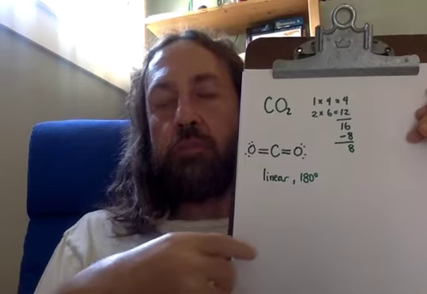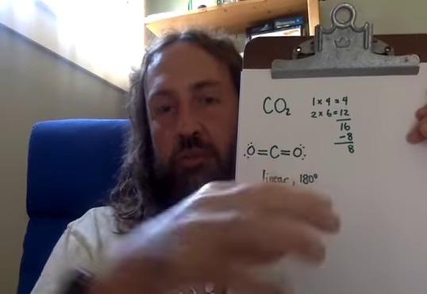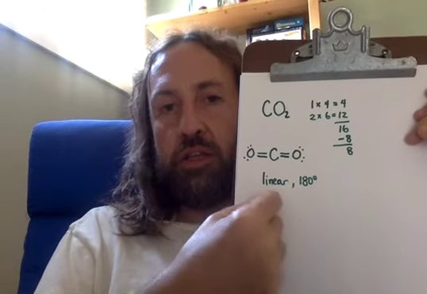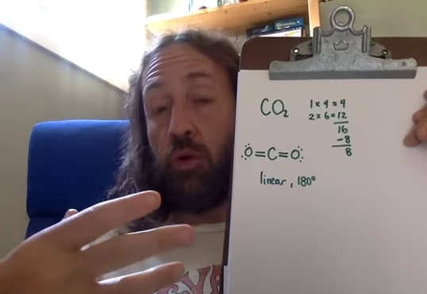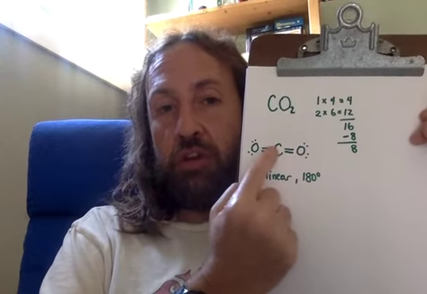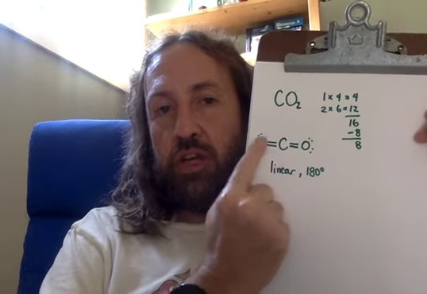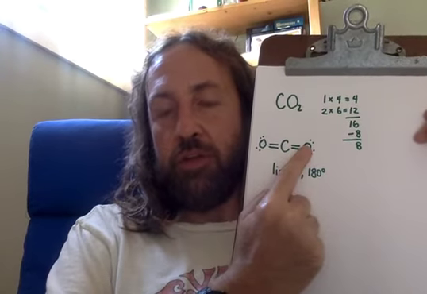A lot of times people get confused with bent, and they try to call bent linear, but if you look back at the water structure, you've got unshared pairs. Now you see there are no unshared pairs here on the carbon, and so that's why we get that 180 degrees in a straight line. Okay?